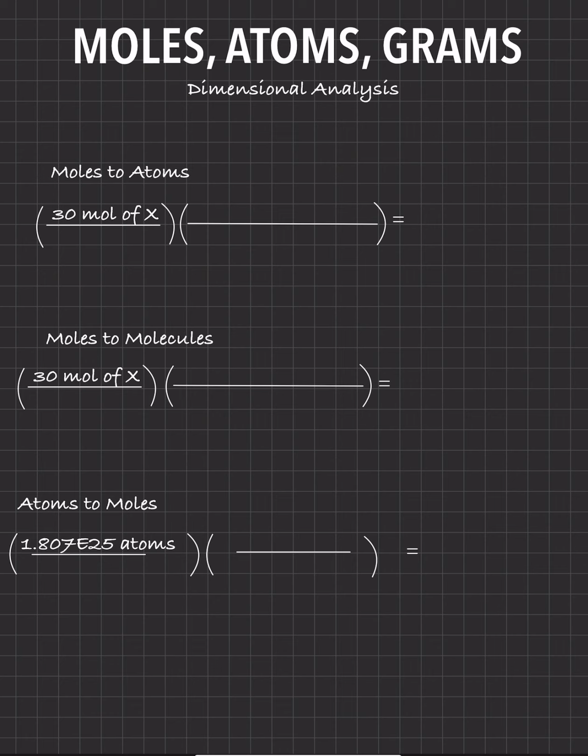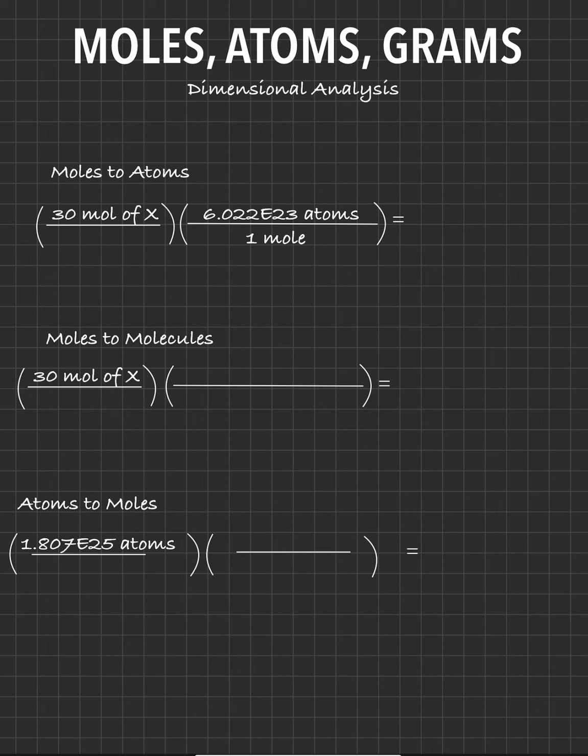So if they give you moles to atoms, let's say you have 30 moles of carbon, of helium, of whatever, it doesn't matter. When you're going from moles to atoms, you're going to have to know that in 1 mole, you have 6.022 times 10 to the 23 atoms. And don't get caught up on the E. E just means times 10 to the power of. So it would be the same thing as this. I just use E because it's easier for me when writing.